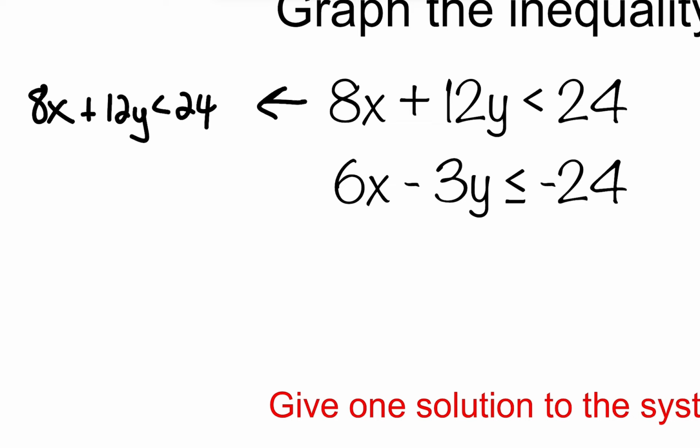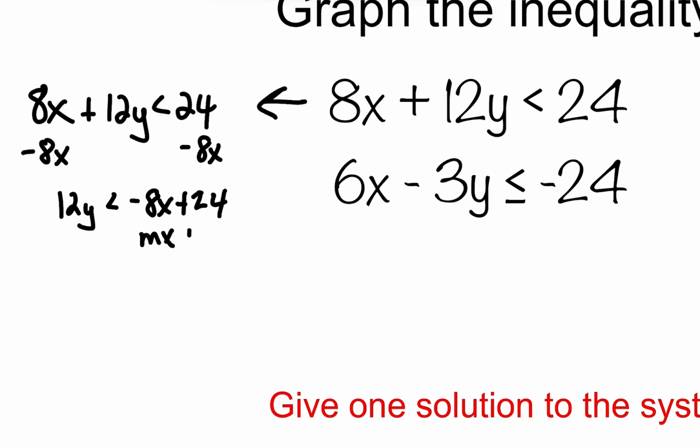So I'm going to get y by itself. I'm going to subtract 8x on both sides. And I get 12y is less than -8x plus 24. I write it this way because I want it to be in mx plus b form, so I put the x first. All right. And then I'm going to divide by 12 to get y all by itself. I do not have to flip this sign here because I divided by a positive, not a negative.